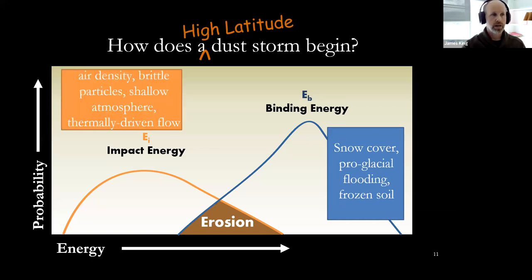On the impact energy side, there are other contributions such as differences in air density. We have particles that are quite brittle due to their temperature. There's freeze-thaw processes that contribute to perhaps spalling or different types of particle breakdown that we don't see at lower latitudes. I've already mentioned the shallow atmosphere, and then we have these thermally driven flows or katabatic flows that I mentioned. So overall, there need to be some changes in how we identify the thresholds for these areas, but also perhaps modify the ways that the emissions are occurring due to the way the particles are auto-abrading or generally being emitted.